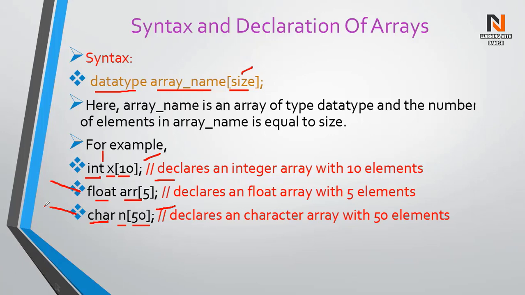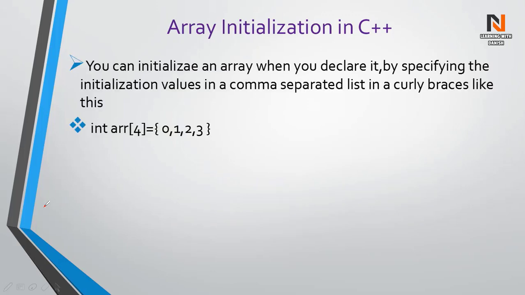So let's see. You can initialize an array when you declare it by specifying the initialization values in a comma separated list in curly braces like this. For example, I make an int array, and it contains 4 elements. So you have to use curly braces and you have to write 4 elements here because this array contains 4 elements.